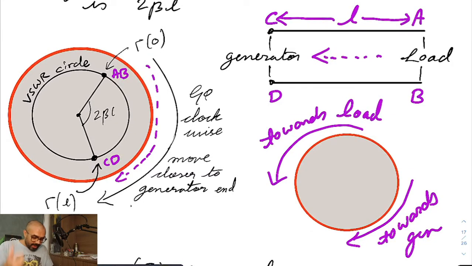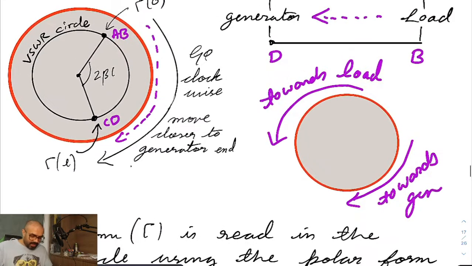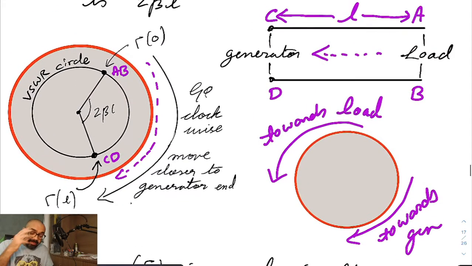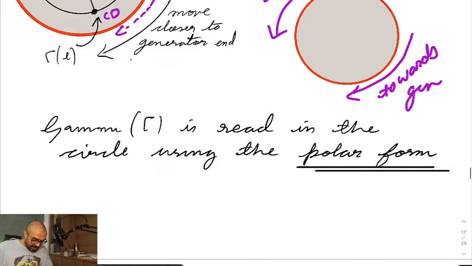So we can locate different reflection coefficients. Also, we can transfer reflection coefficients from one point to another point on the line, either towards the load or towards the generator. So anytime you're using this chart in your mind, you should imagine that you're really walking from one terminal to the other terminal, which makes it easier to use a Smith chart.